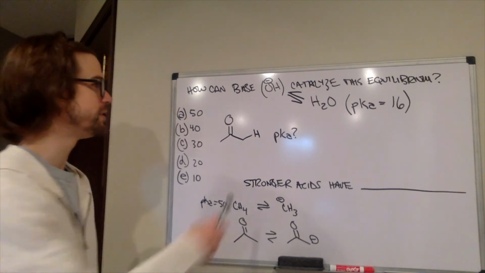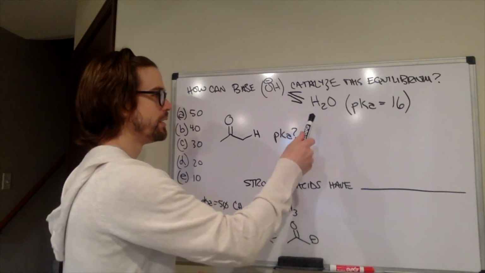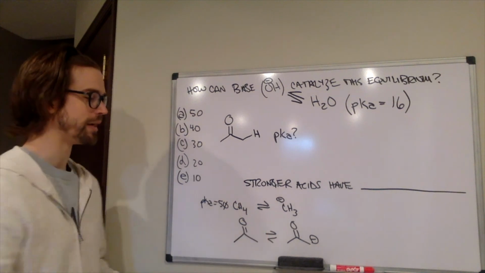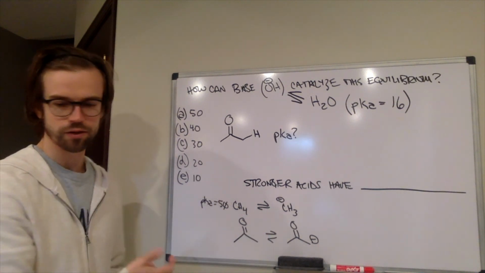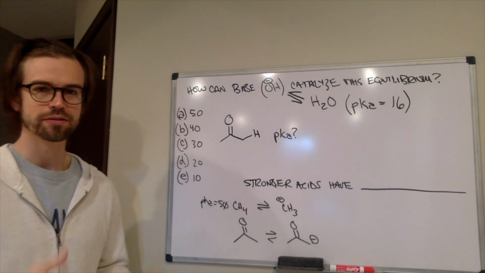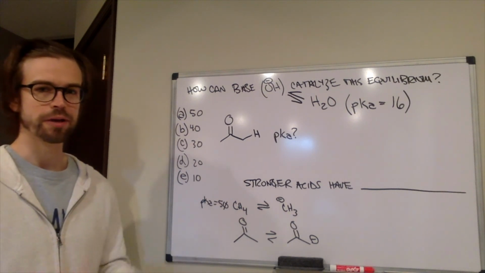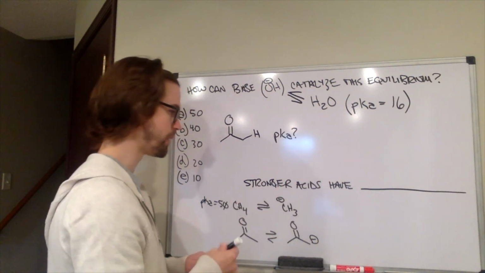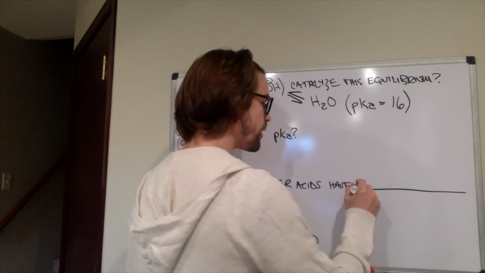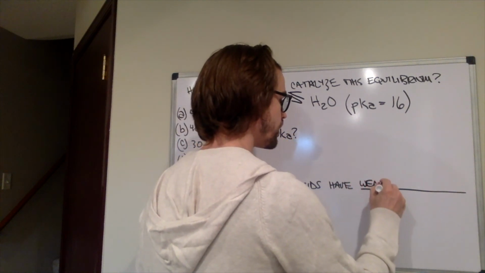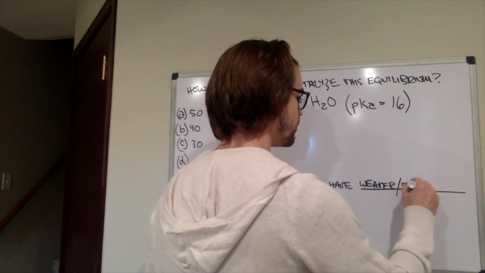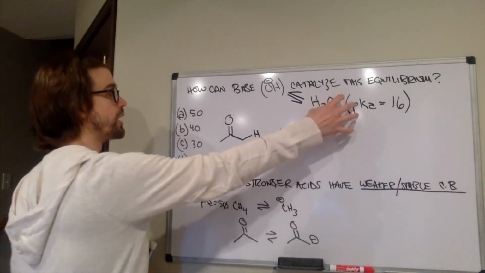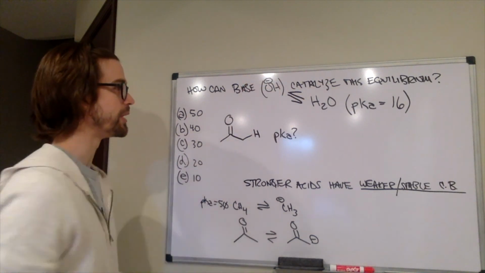But we know that this has a pKa of 16, so that means this base is not even close to as strong as this base. Let's define that really quick. Stronger acids have what type of conjugate base? You paused it and wrote something in. Stronger acids have weaker, more stable conjugate bases. So this is a much stronger acid, so this is a much weaker base than something like that.